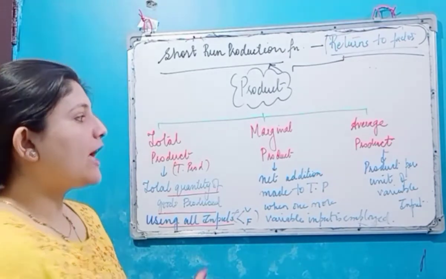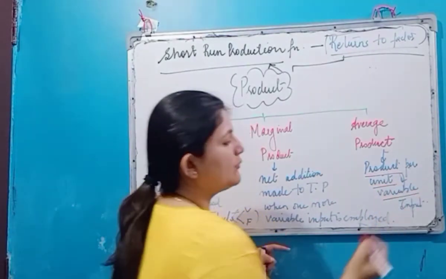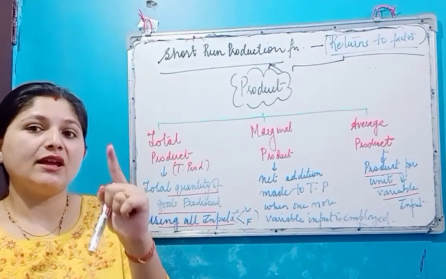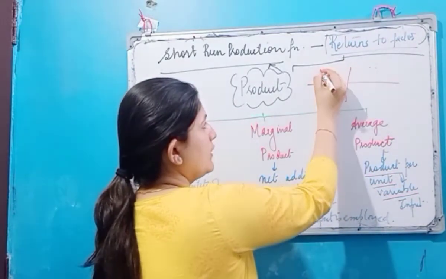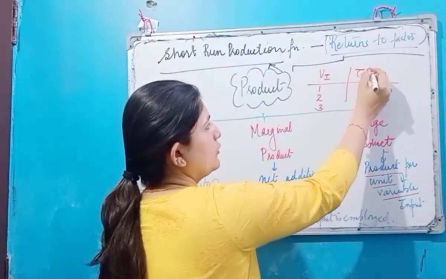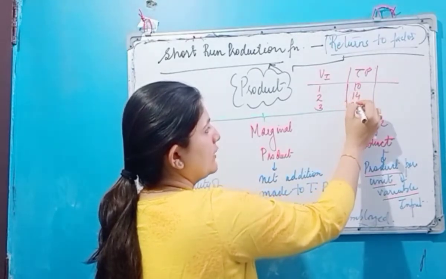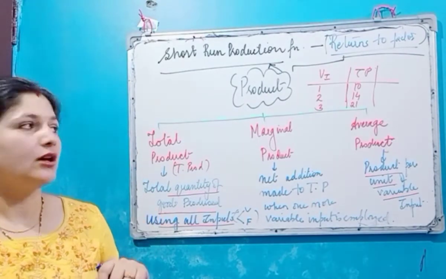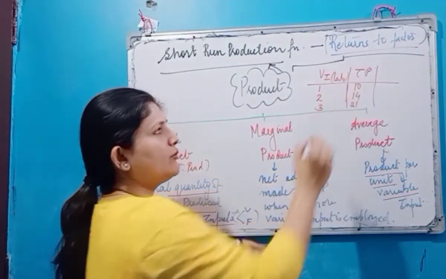Coming to average product. Average product is basically production per unit of variable input. That is, how much is the contribution by one variable factor in the total production. So let us take an example. Suppose variable input is 1, 2 and 3 and total product is 10, 14 and 21. Suppose this is an example of a production cycle and the variable inputs are labor.